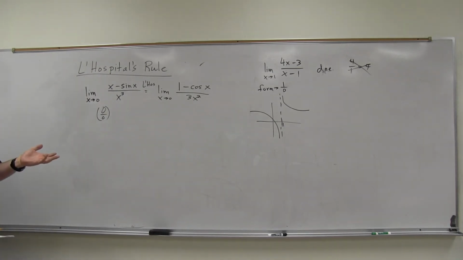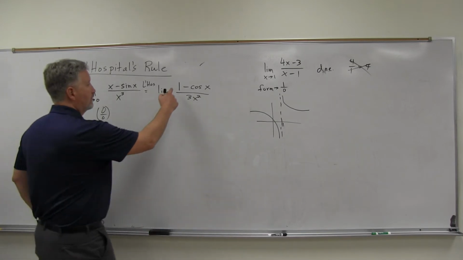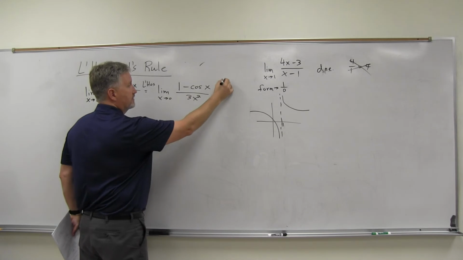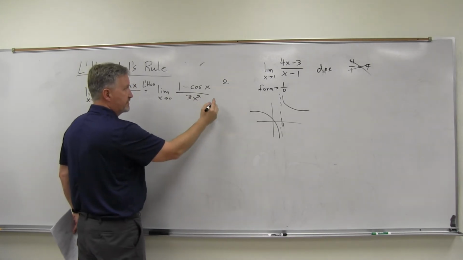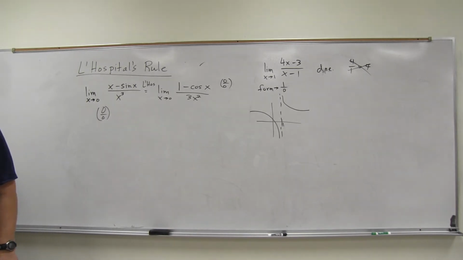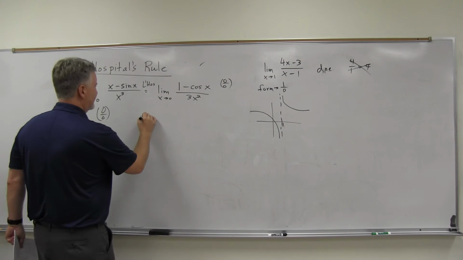Well, what happens interestingly up here is, what now do I have? 0, 0 still, don't I? 1 minus cosine of 0, cosine of 0 is 1, so 1 minus 1, that's 0. X goes to 0, so that's 0. I still got a 0 over 0 form. Well, guess what? If it's still 0 over 0, guess what we can do? We can L'Hopital again.